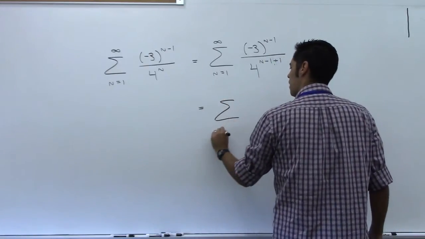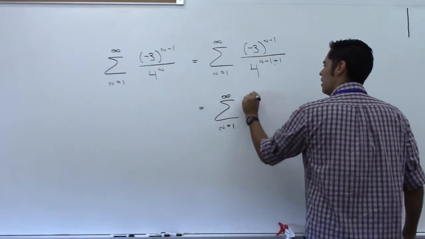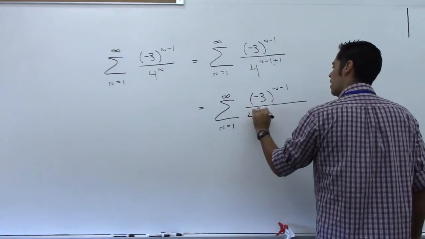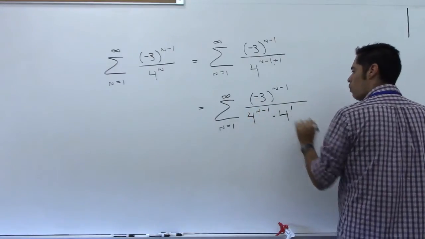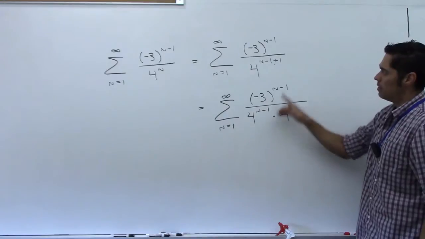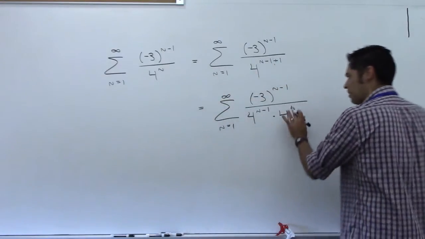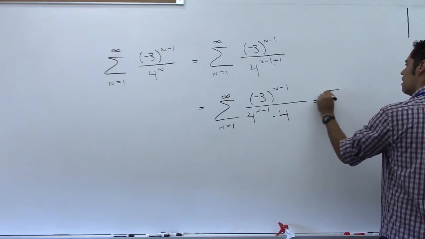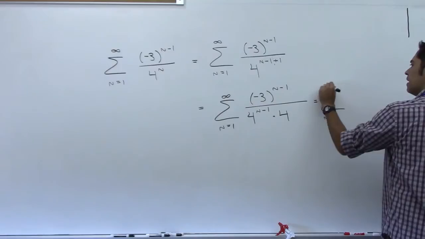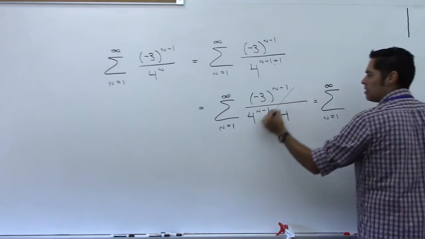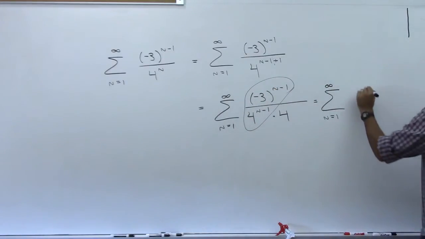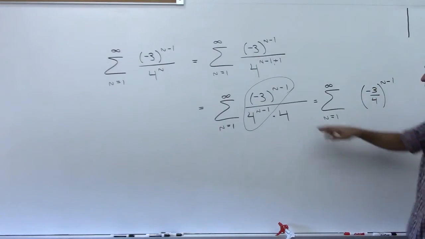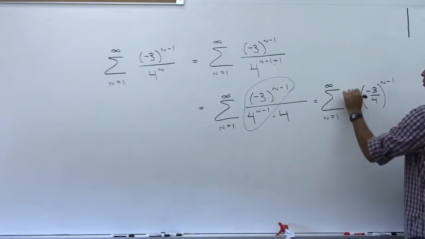So this is the sum from n equals 1 to infinity of negative 3 to the n minus 1 over 4 to the n minus 1, times 4 to the 1. If you put these two together, you get back this, which is the same as this. So I don't need the 1 here; I'll get rid of it. Now I can rewrite this as the sum from n equals 1 to infinity. The things that are raised to the n minus 1 are these two, so I'm going to put them together: negative 3 over 4 to the n minus 1. And then I have a 4 over here on the bottom, so I'm going to put a 1/4 out front.